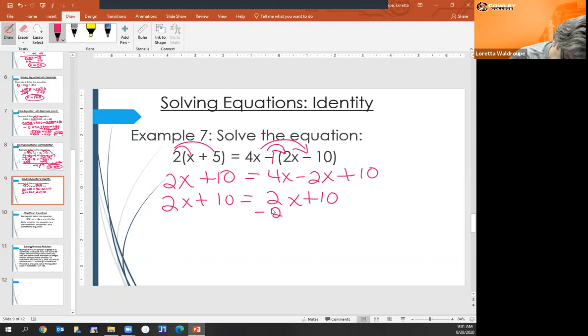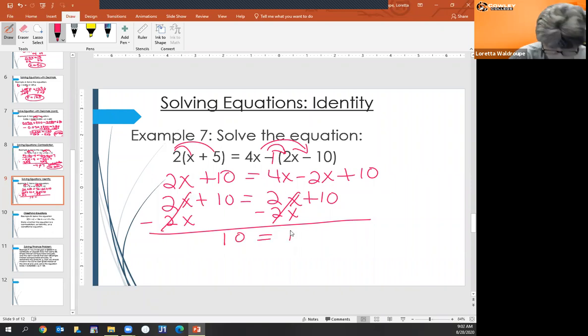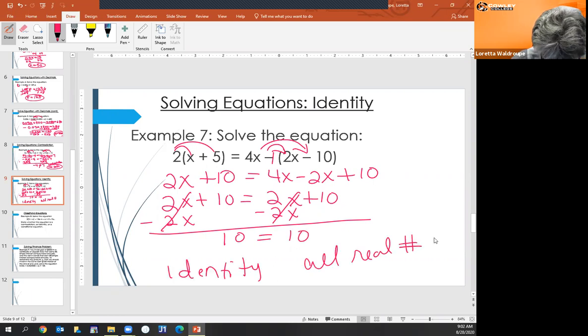When I subtract 2x from both sides to get my x's together, just like in the last problem, my x's drop off. However, in this case, what's left is true. 10 does equal 10. So this is called an identity. An identity means your solution is all real numbers. Okay?